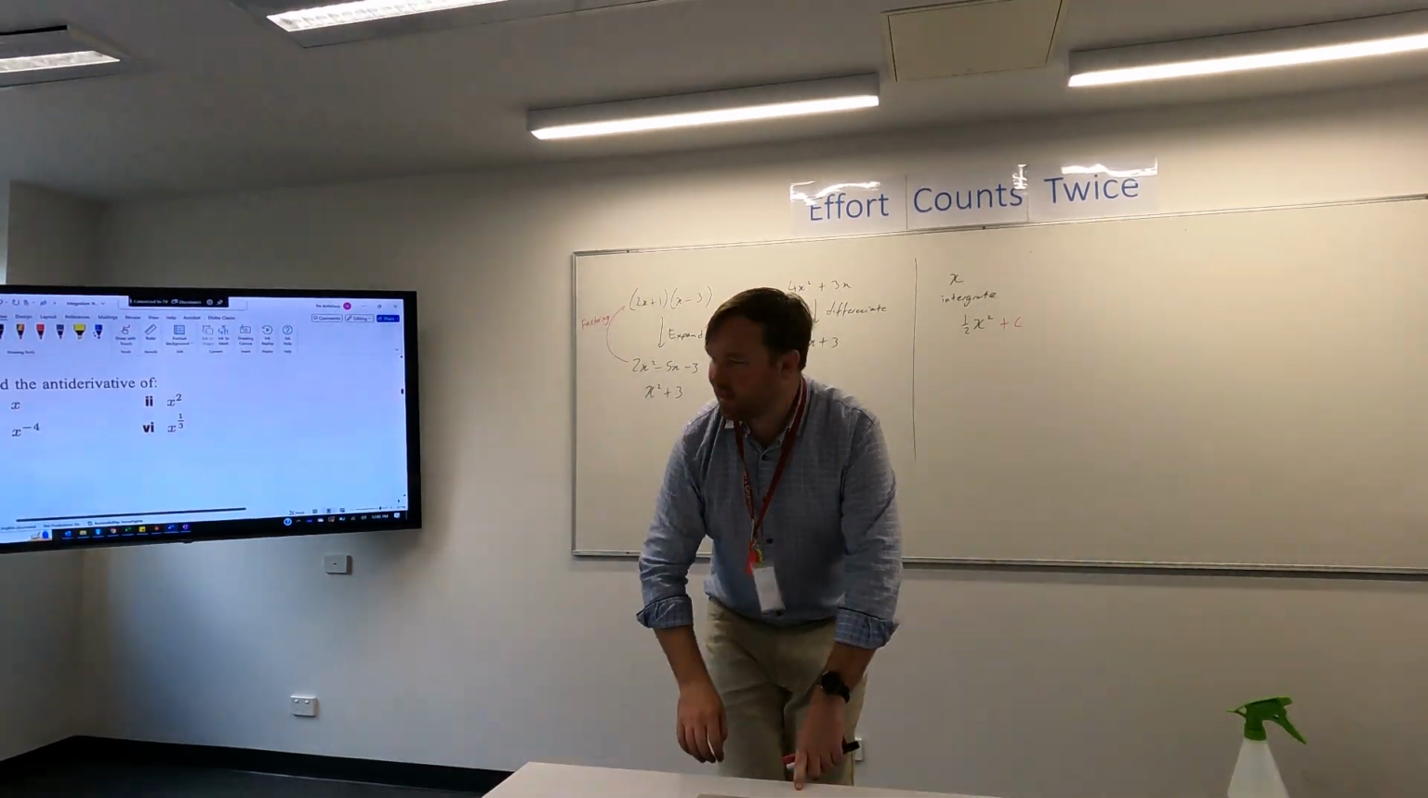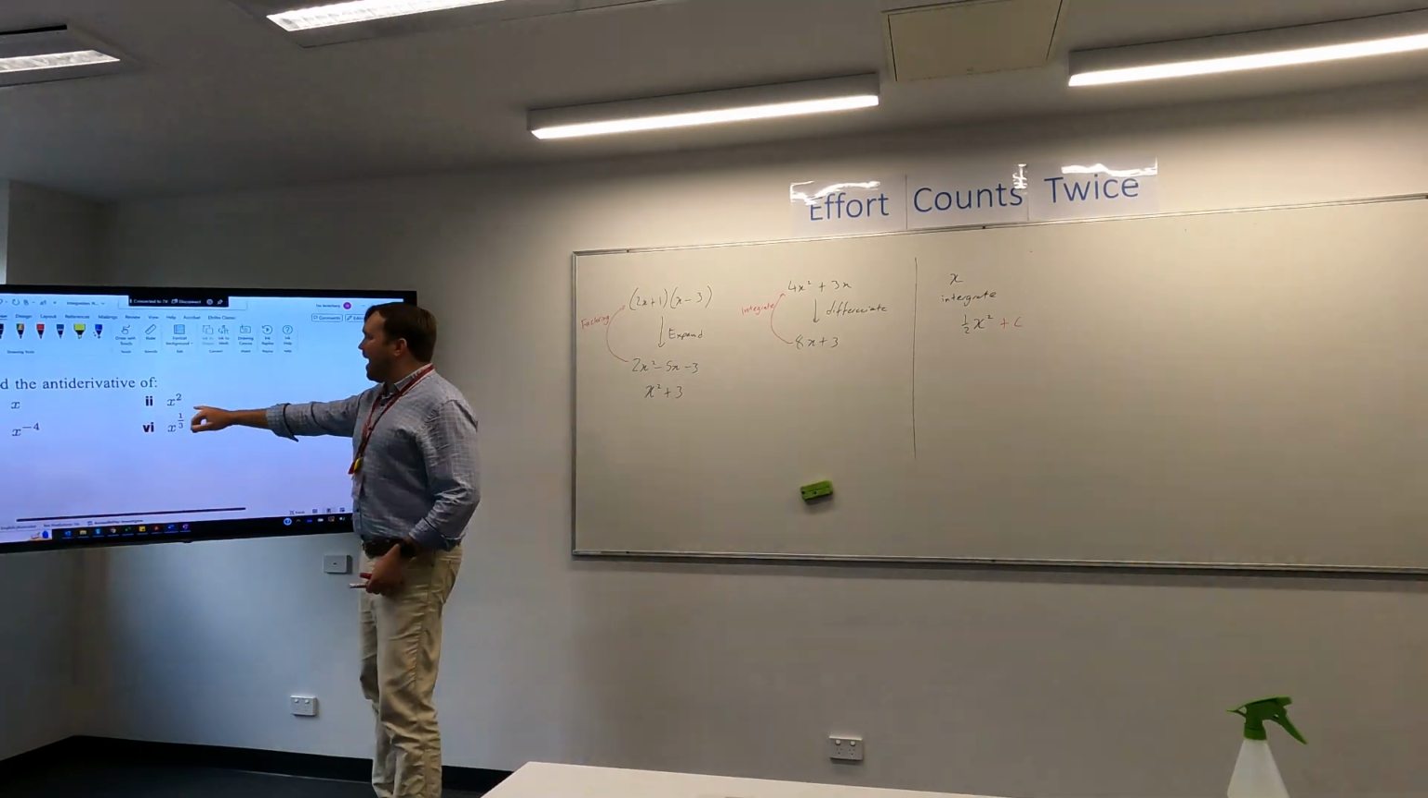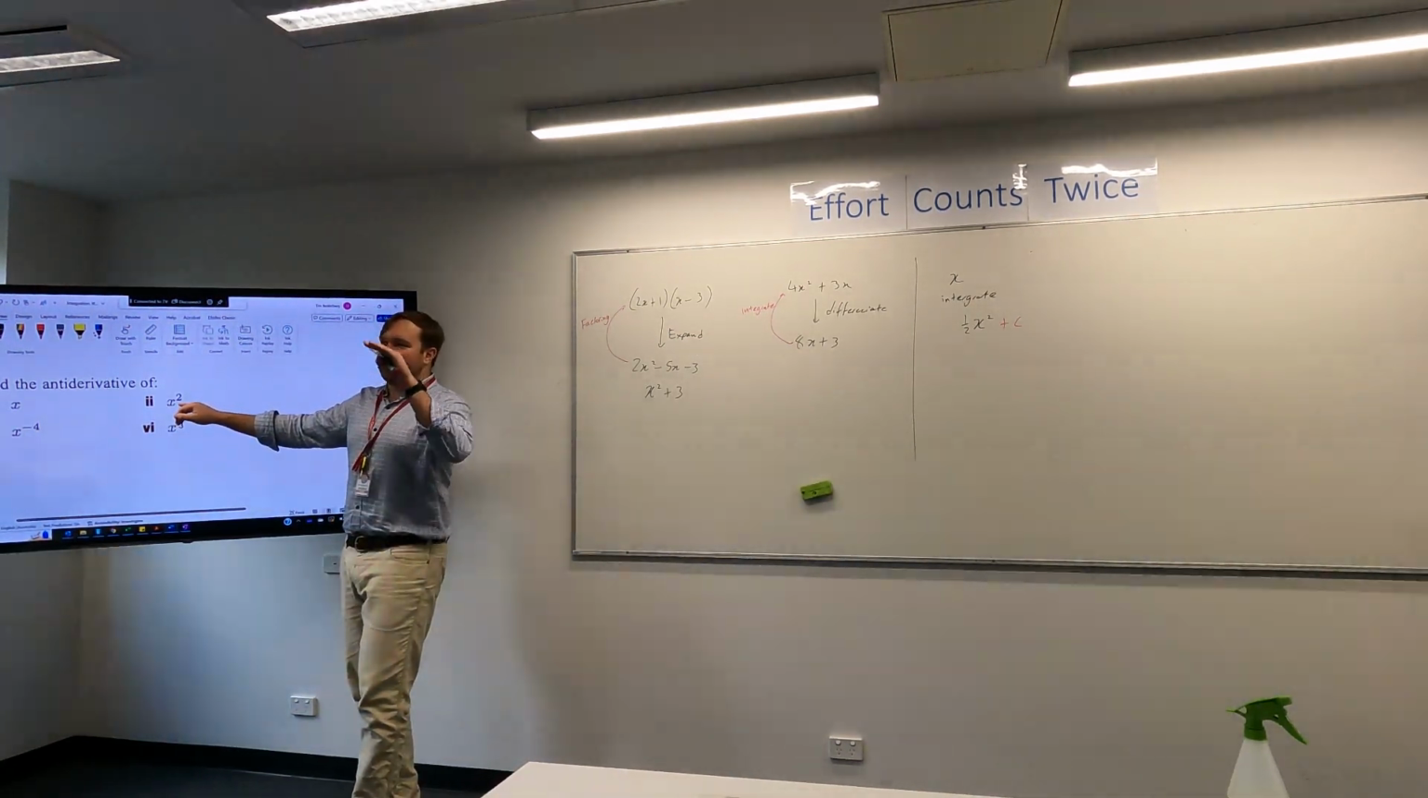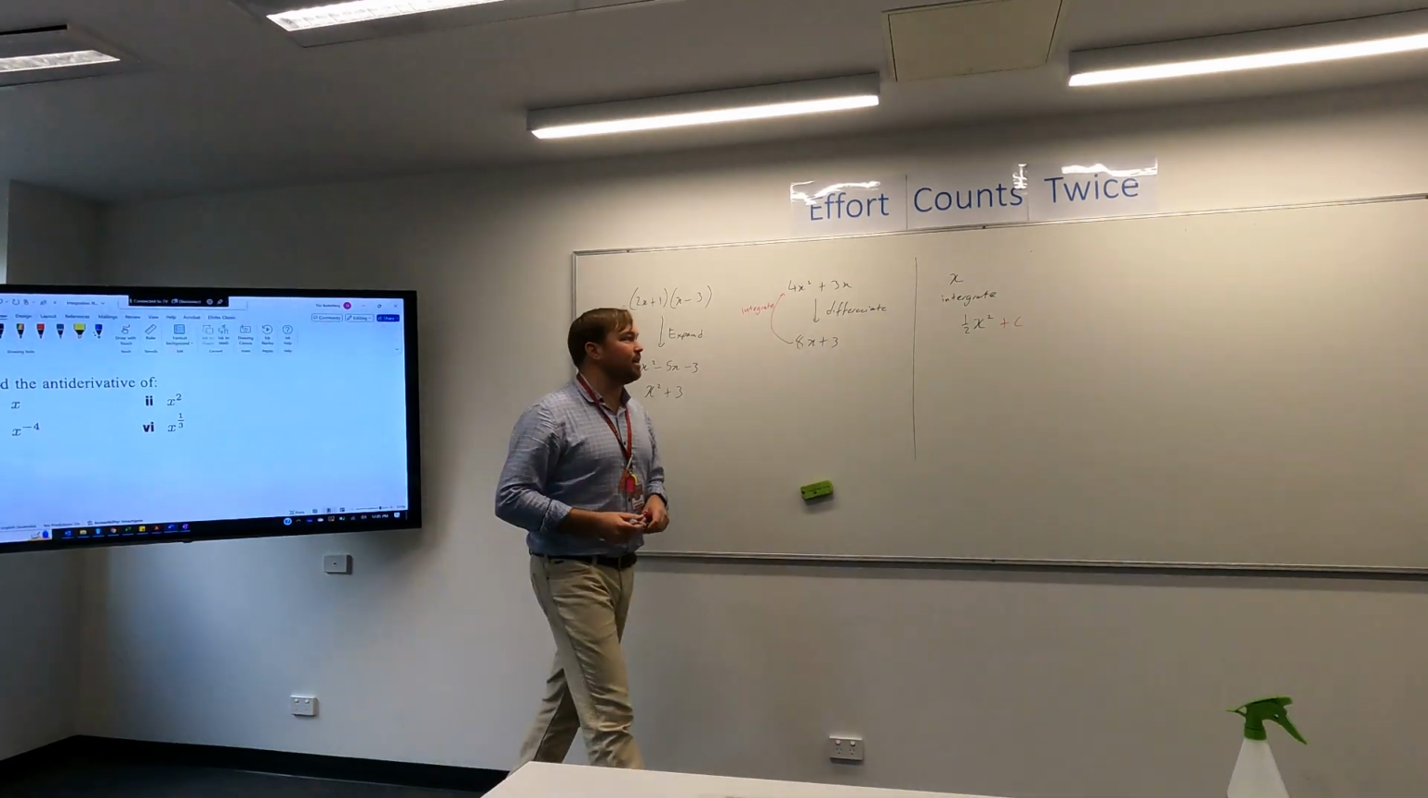What about x squared? What's the antiderivative of x squared? So if we were to differentiate something and end up at x squared, what would it be?